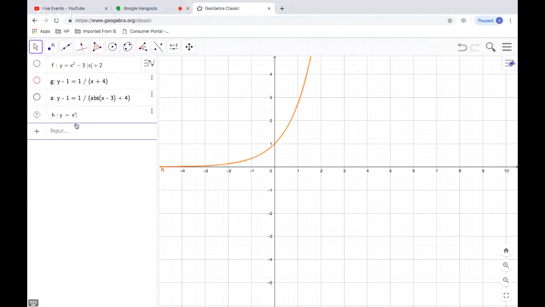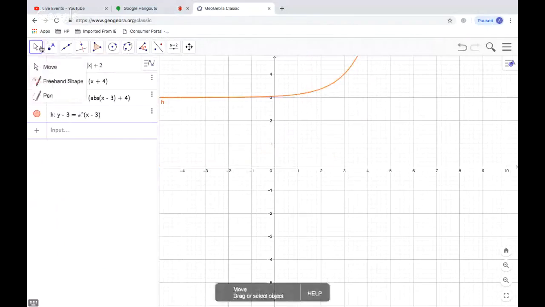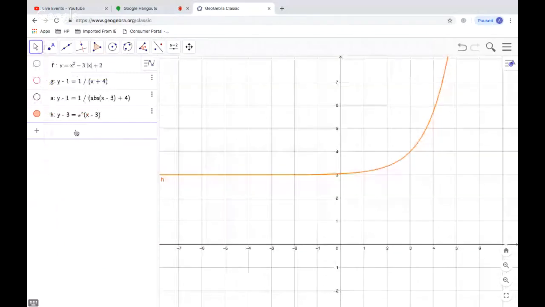X minus 3, so shifting the graph 3 units to the right. Then I'm going to change y with y minus 3, shifting the graph 3 units up. And you put the modulus? Yes. Next you put the modulus on x. So it is y minus 3 is equal to e to the power absolute value of x minus 3.